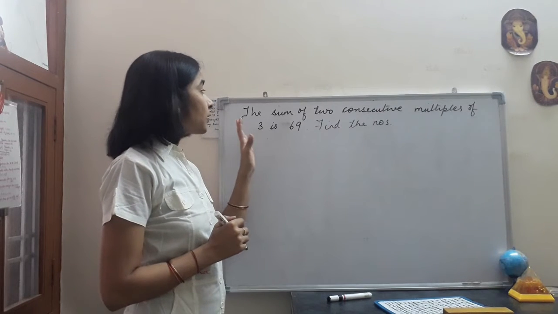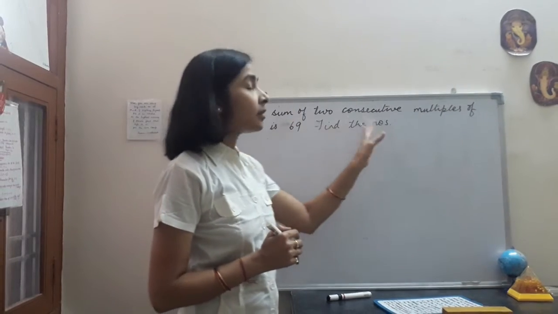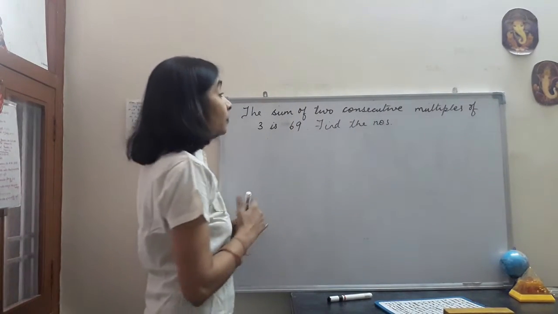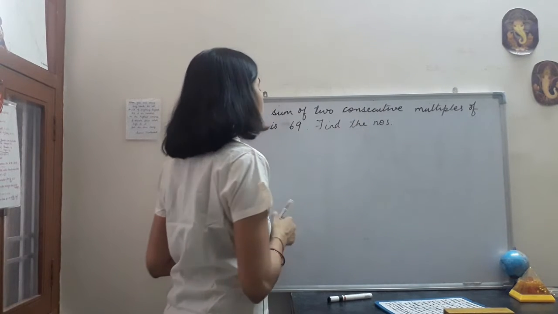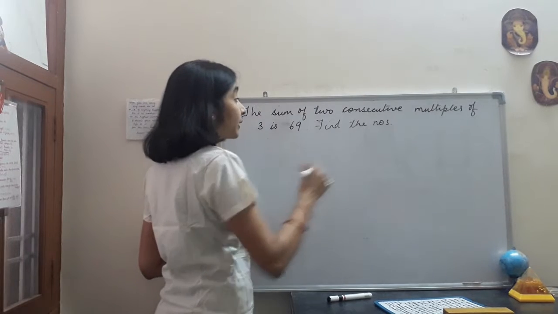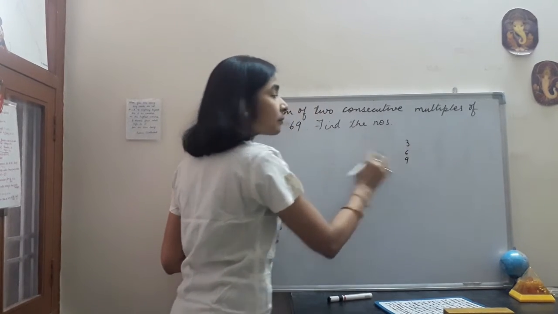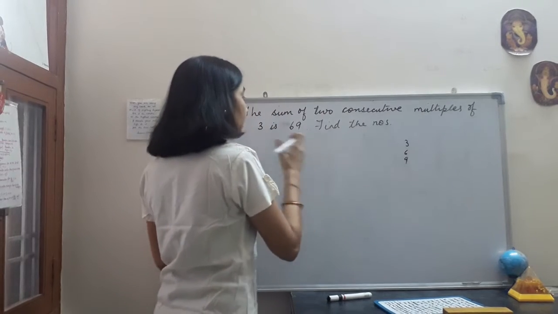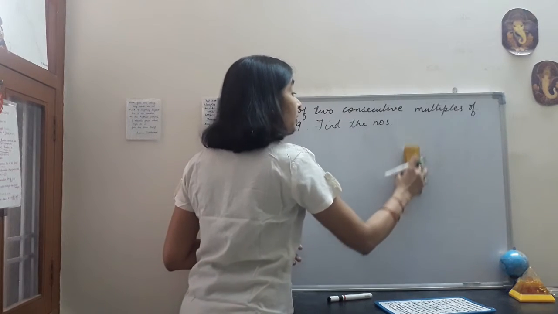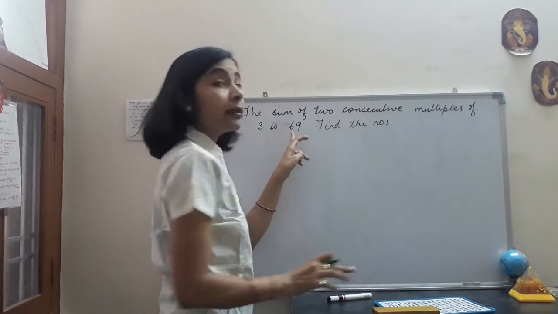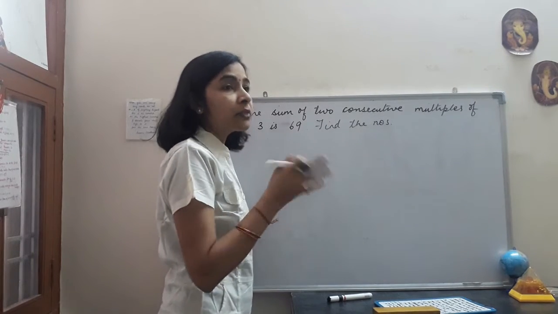Yes, so the next question here is: the sum of two consecutive multiples of 3 is 69. Find the numbers. Now first of all, consecutive. Consecutive means the numbers coming next to next, those are called consecutive numbers. So multiples of 3, that means 3, 6, 9. So consecutive multiples of 3 like 3, 6, 9. So we are supposed to find any such consecutive multiples of 3 for which the sum of those two is 69. So here we don't know which multiple it is.